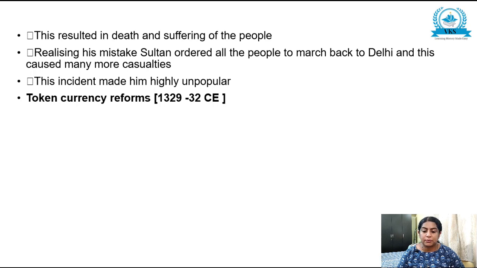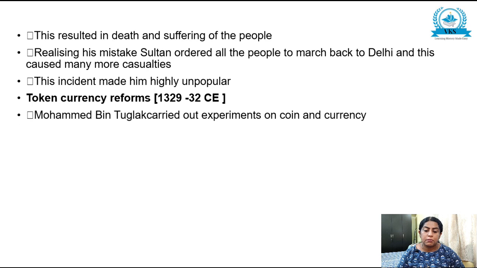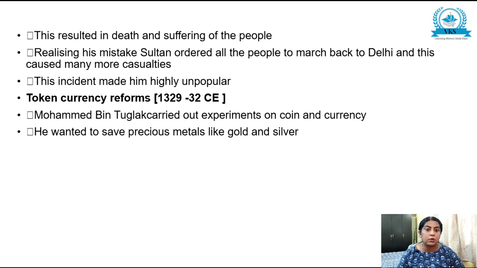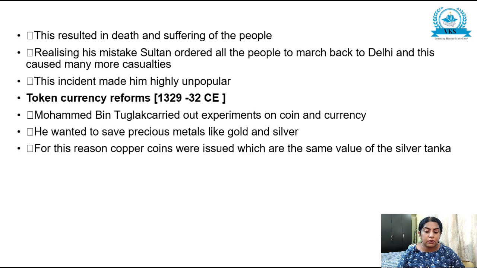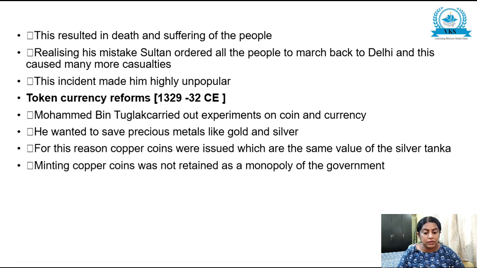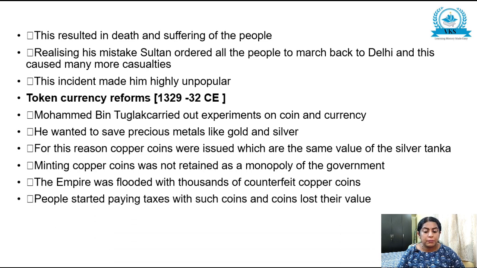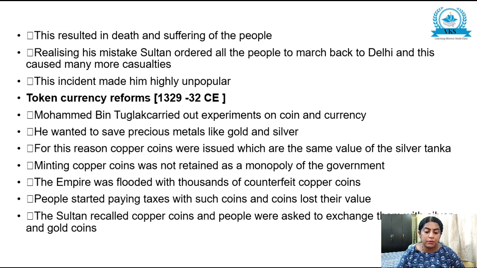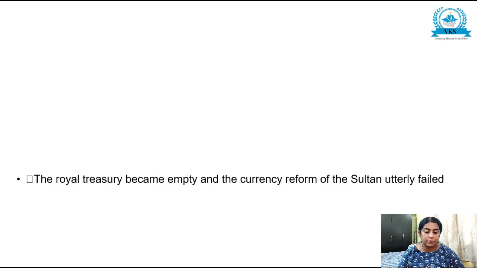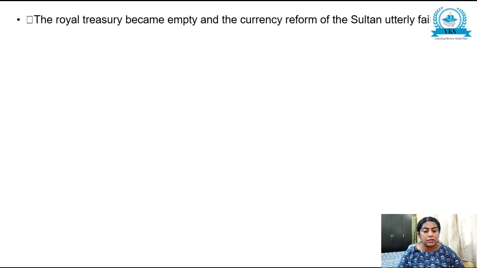Now the third administrative experiment is token currency reform. Muhammad bin Tughlaq carried out experiments on coin and currency. He wanted to save precious metals like gold and silver. For this reason, copper coins were issued, which had the same value as the silver tanka. Minting copper coins was not retained as a monopoly of the government, and the empire was flooded with thousands of counterfeit copper coins. People started paying taxes with such coins, and the coins lost their value. The Sultan recalled the copper coins, and people were asked to exchange them with silver and gold coins. The royal treasury became empty, and the currency reform of the Sultan utterly failed. So the third experiment also became a failure, that is, the token currency system.